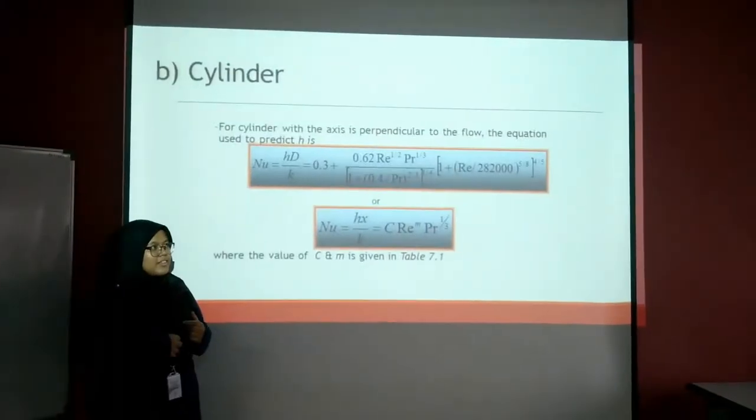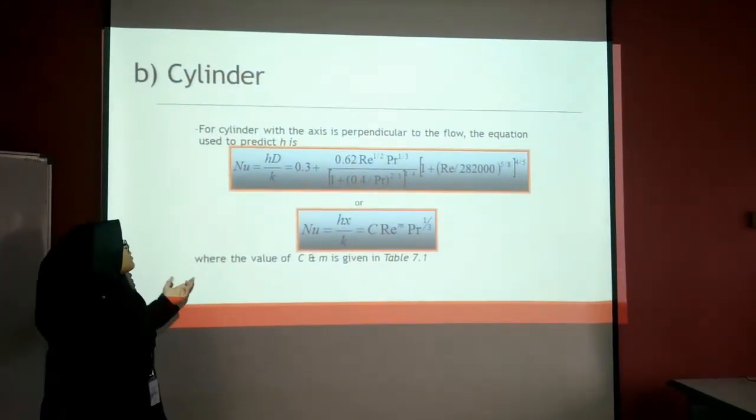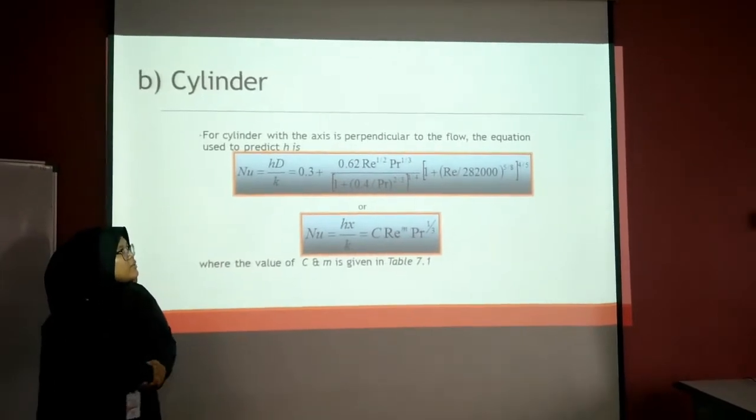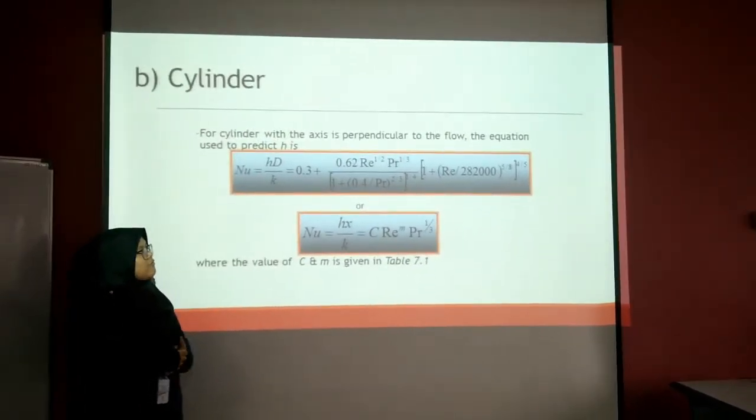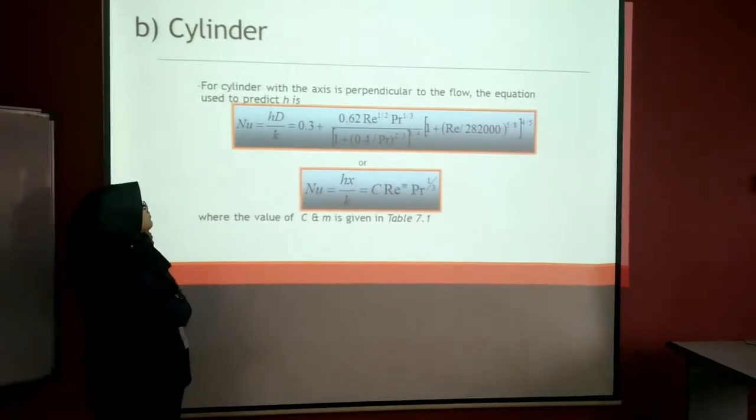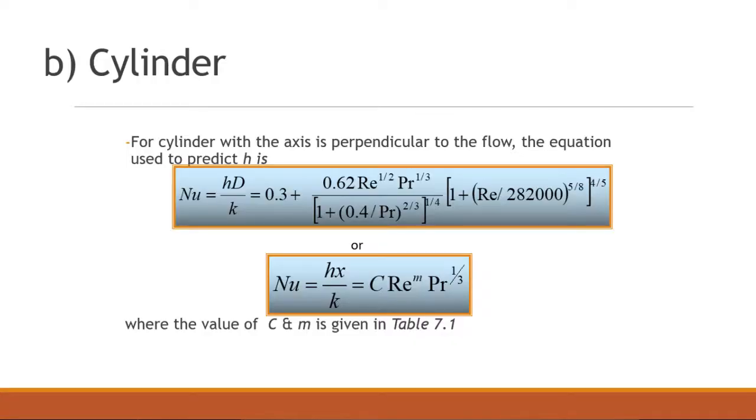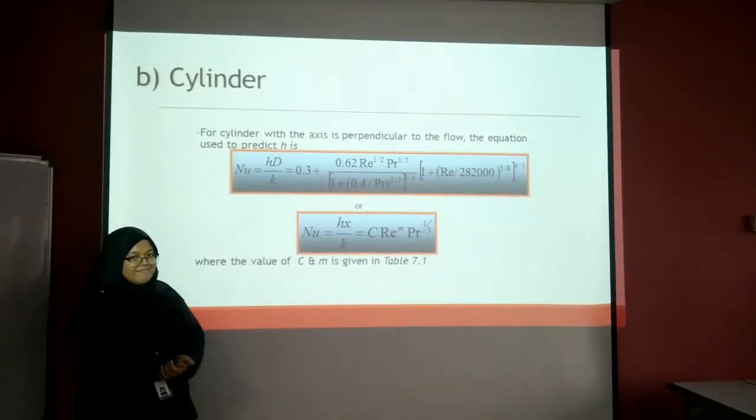Next, I will be explaining the cylinder. For a cylinder with the axis perpendicular to the flow, this is the equation used to predict h, and you can also use this other formula to find h. Both are for the cylinder, where the values of C and m are given in Table 7.1.